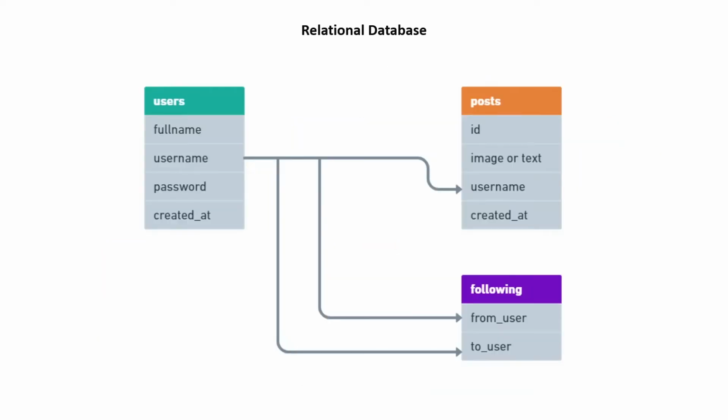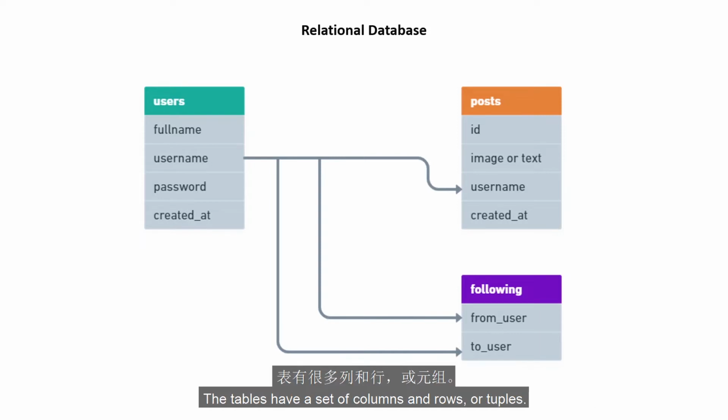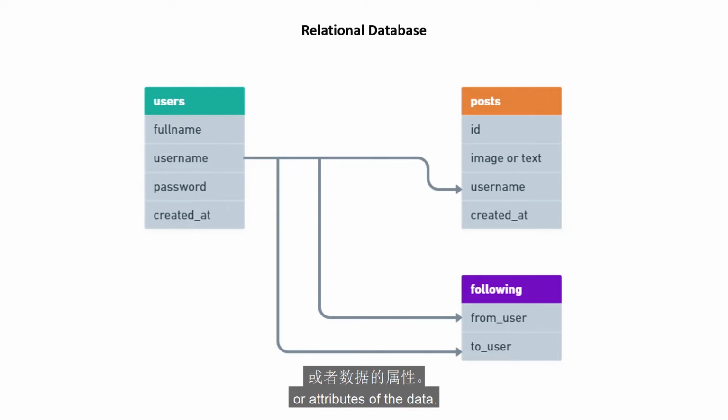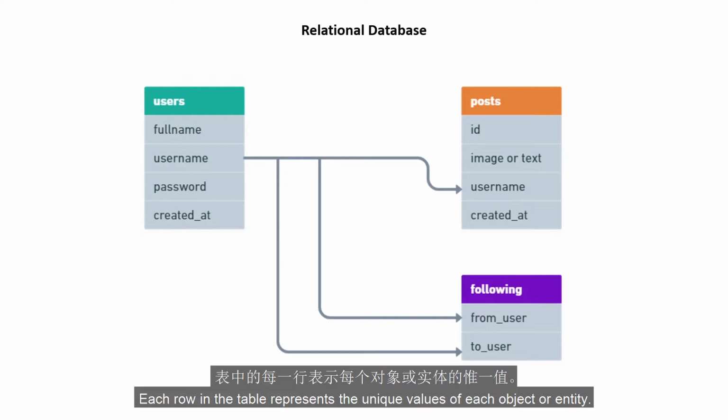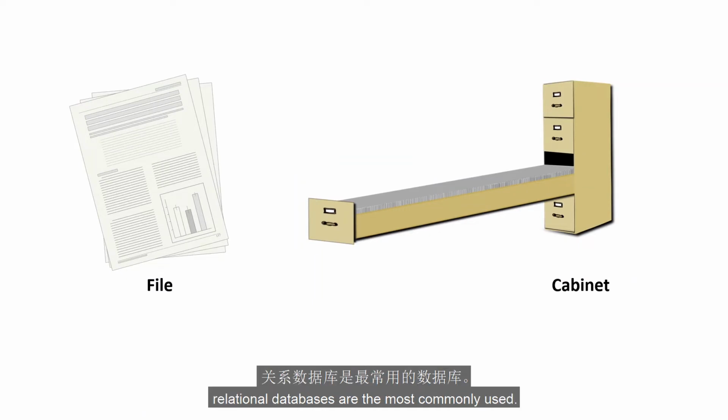Relational database. The data is arranged into a table with predefined relation between the data. The tables have a set of columns and rows, or tuples. Each column in the table stores some specific form of data or attributes of the data. Each row in the table represents the unique values of each object or entity. Well, among these databases, relational databases are the most commonly used.